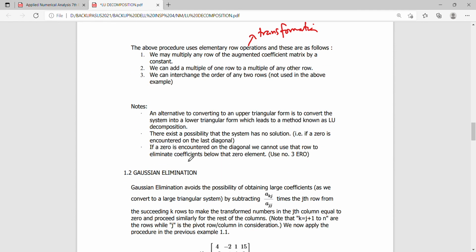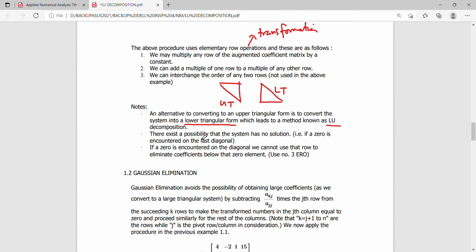So for worthwhile notes here, we have an alternative to converting to an upper triangular form, which is to use a lower triangular form. Okay, so if you can do a reduction into an upper triangular form, we can also do a lower triangular form. Okay, so this is an upper triangular matrix. This is a lower triangular matrix. Okay, and using these two here, we'll come up to a method known as the LU decomposition. So we will be discussing that later.